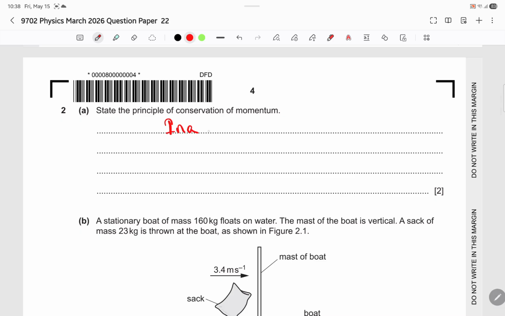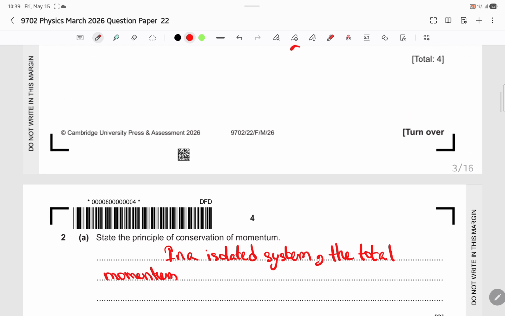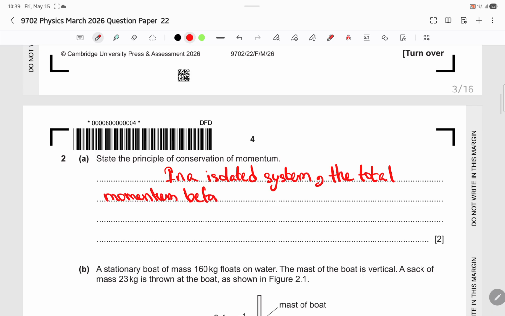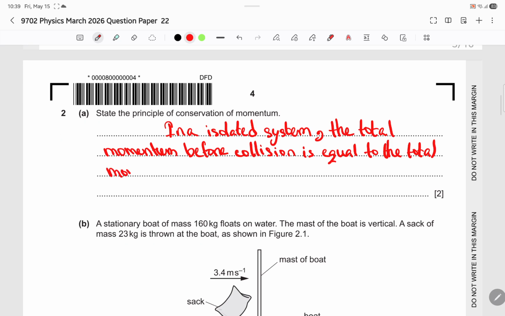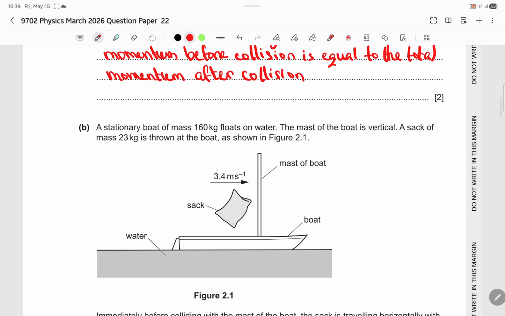Now, state the principle of conservation of momentum. This is very simple. In an isolated system, the total momentum before collision is equal to the total momentum after collision.